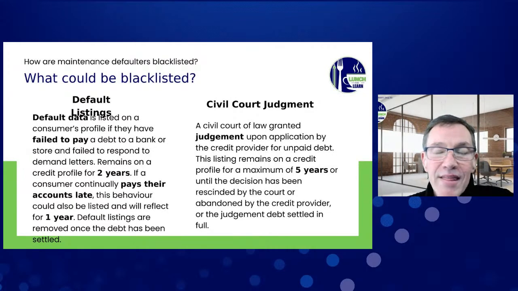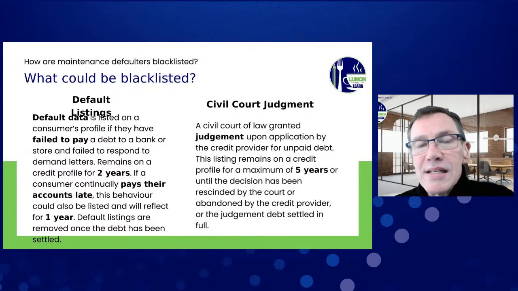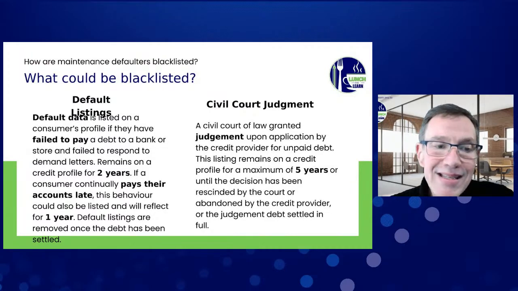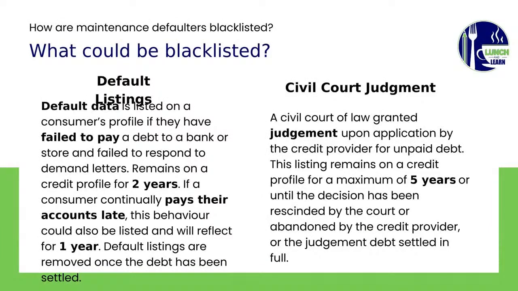The other thing that also gets listed is court judgments. That is judgments that were given in a civil court. Now, remember, the criminal court does not list on your credit profile. They've got nothing to do with your credit profile. That is done usually through obtaining a formal police report in order to establish if you are a criminal or not. So the credit bureaus will only list the civil court judgments.